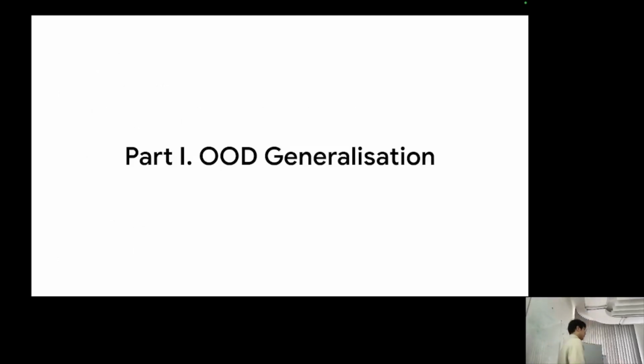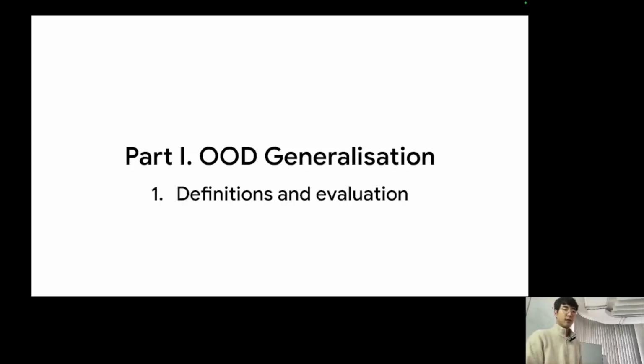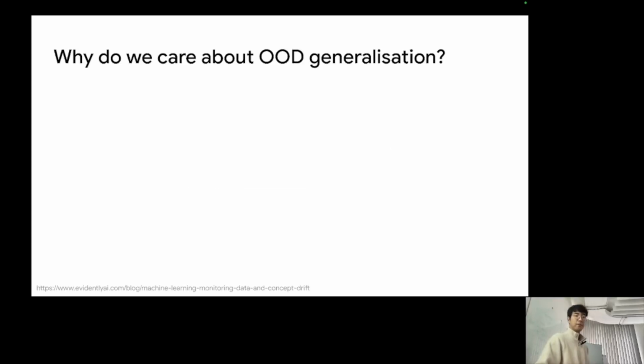Okay, with this, let's get started with the first part of the course, OD generalization. Let's start with the definitions and how to make evaluations here. Why do we care about it? Because if you just train your model on some training data, in normal cases, the performance goes down over time. Why is that? Because people change their way of life, right?